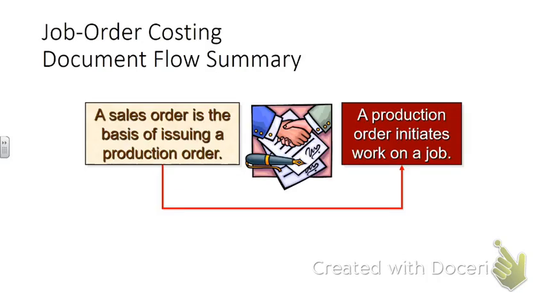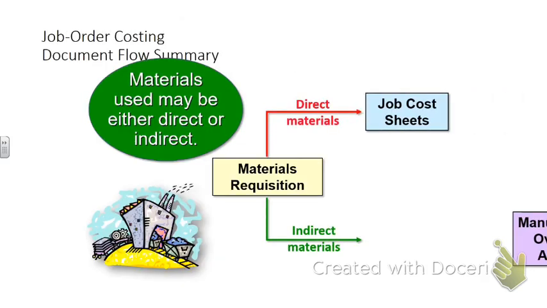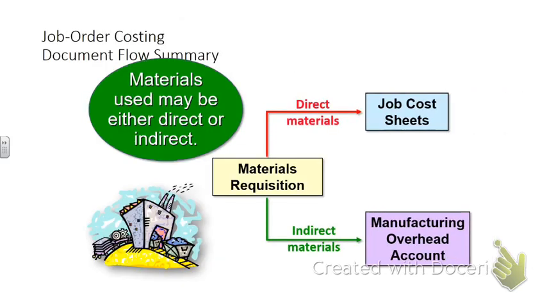First thing to note is that when we collect a sales order, that's going to be the basis for putting together that production order. And then that production order is going to initiate the job. And then notice what we're going to do.